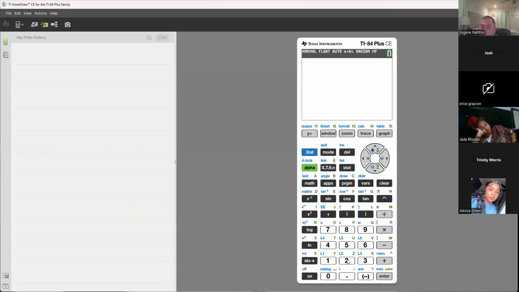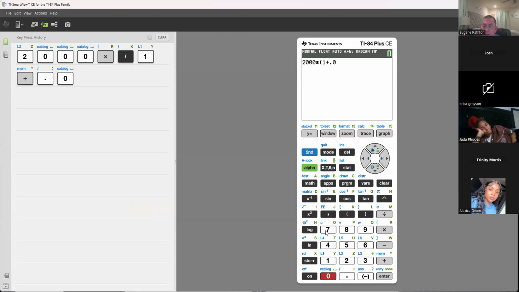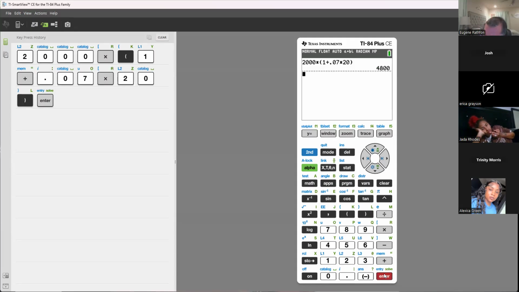All right, so I had 2,000 times parentheses 1 plus 0.07 times 20 years. Close parentheses. Y'all, once we hit enter, we'll get our amount after 20 years when we started with 2,000. So y'all, looks like after 20 years, we have 4,800.